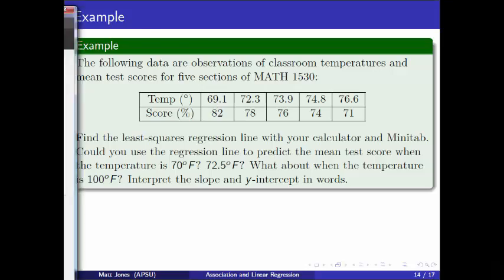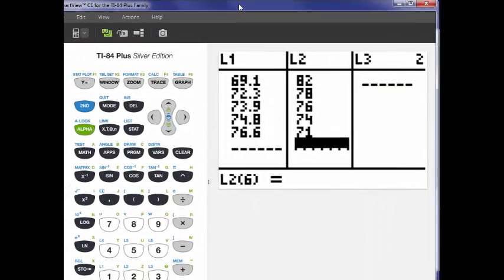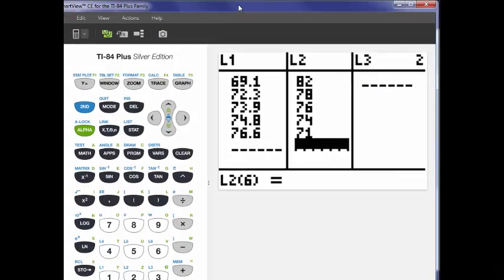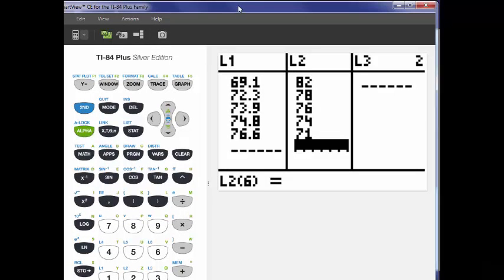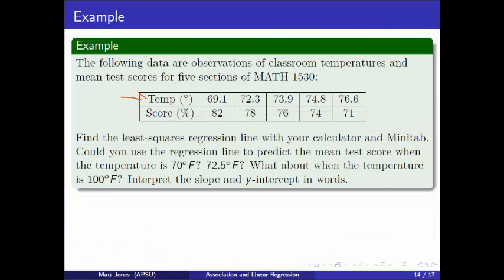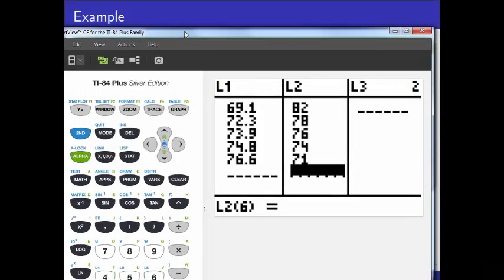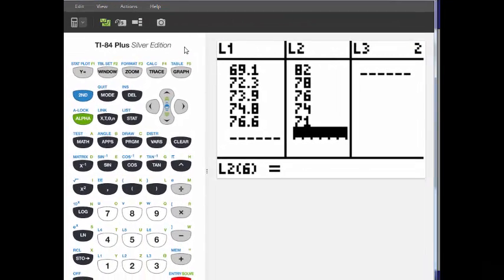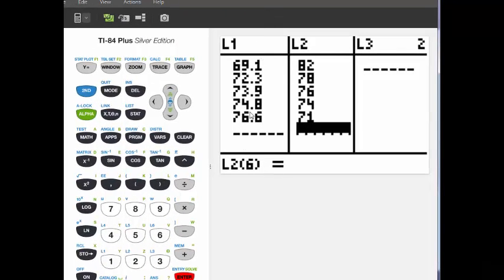So I've already put these values into a couple of lists in my calculator. Again, the first thing I always do is I try to decide which one of these variables should be the independent variable or explanatory variable, and that's probably temperature, right? You're looking to see if temperature has an effect on this response, which we call the score. So I've got my temperatures here in list 1, my exam scores here in list 2.